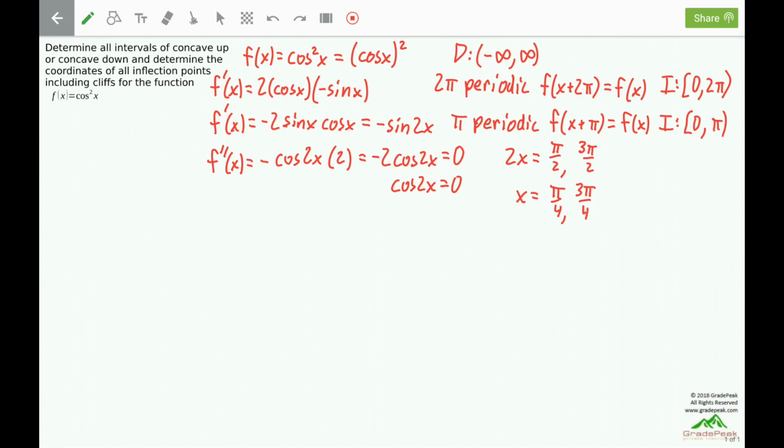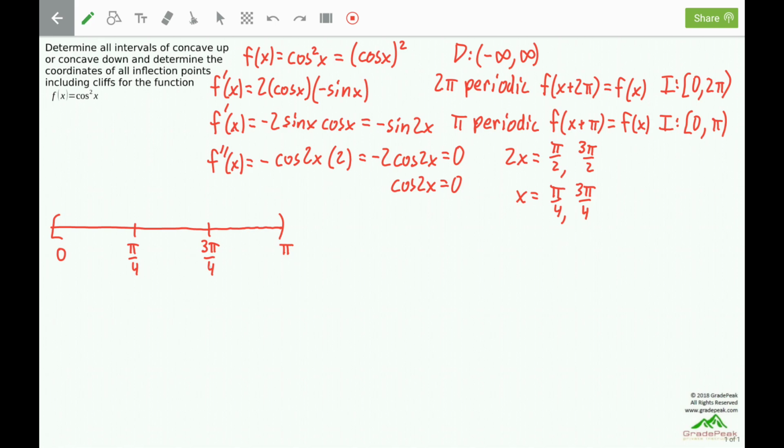We can now draw an interval line, a line representing the interval. Which starts at 0, it includes it. It goes up to pi, it does not include it. So square bracket on the 0, round bracket on the pi. We can now put each of the candidate numbers on here in order. Pi over 4 is the lower of the two, and then 3 pi over 4, which splits the interval into 3 separate intervals.